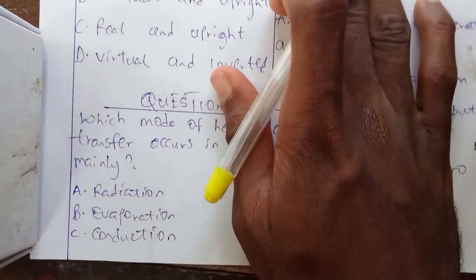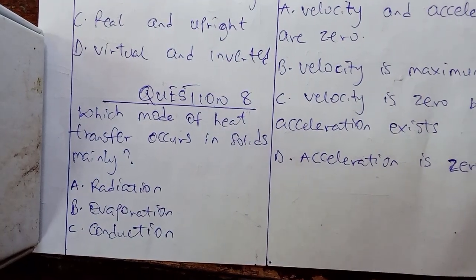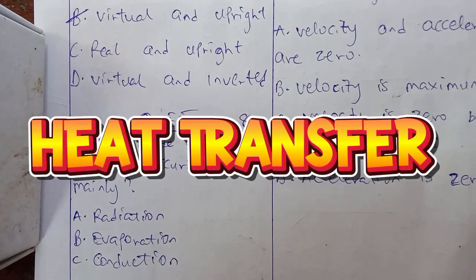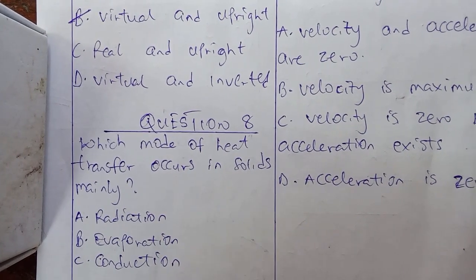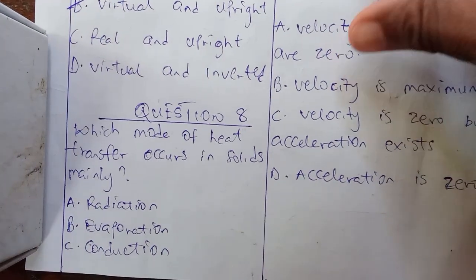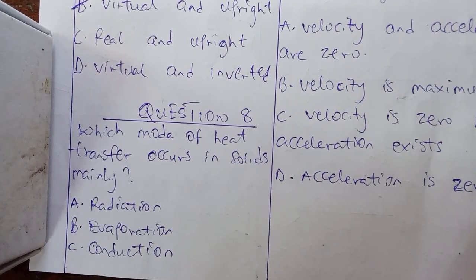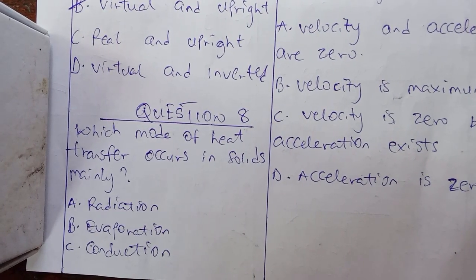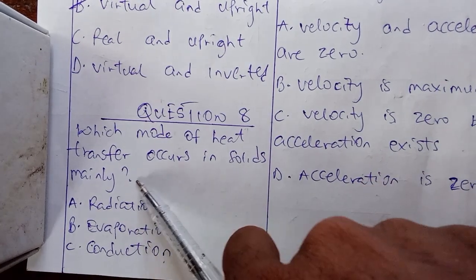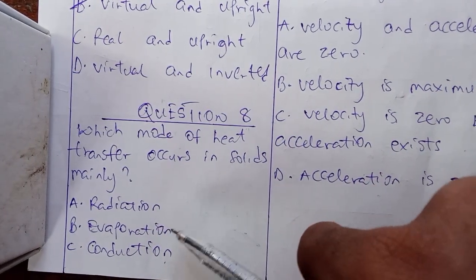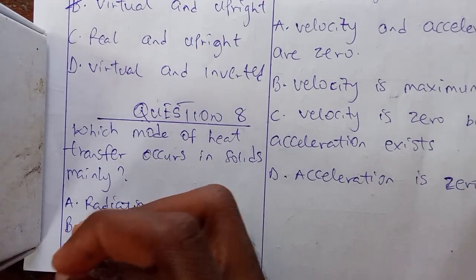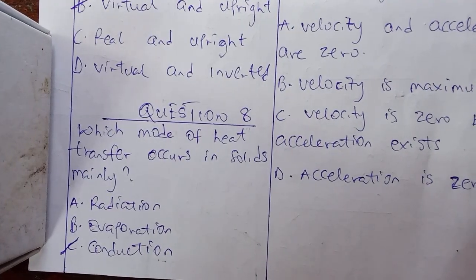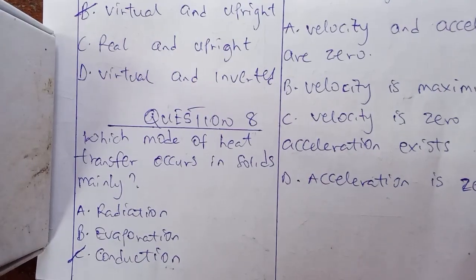Question 8. Which mode of heat transfer occurs in solids? We have 3 major modes of heat transfer: radiation, conduction, and convection. Radiation is for vacuum, which is space. Conduction is for solids, while convection is for fluids, which includes liquids and gases. So the answer is conduction, because radiation is for vacuum and convection is for fluids. This particular question always comes out in objectives in your WAEC, so note it down.